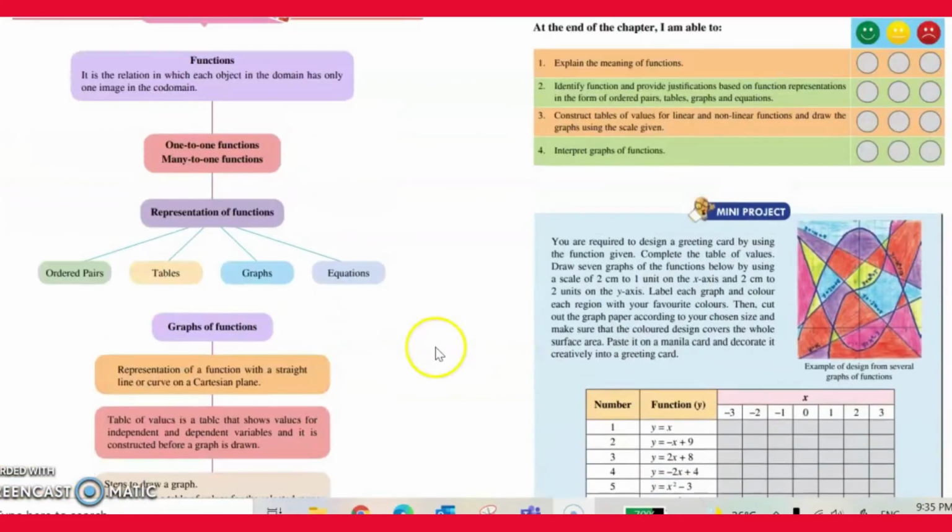Okay, so we go next for the last subtopic, graph of function in IGCSE. Thank you.